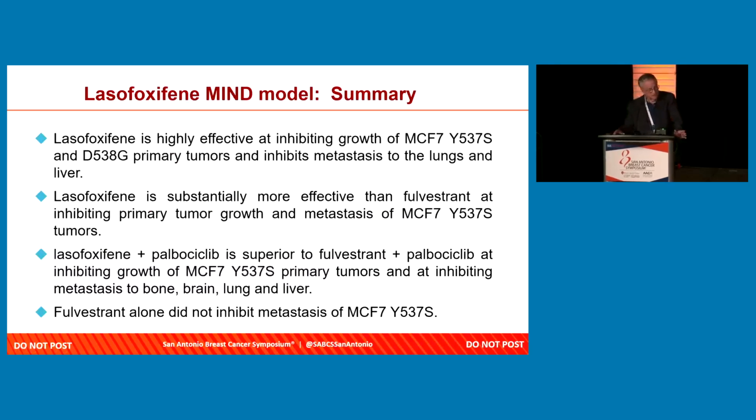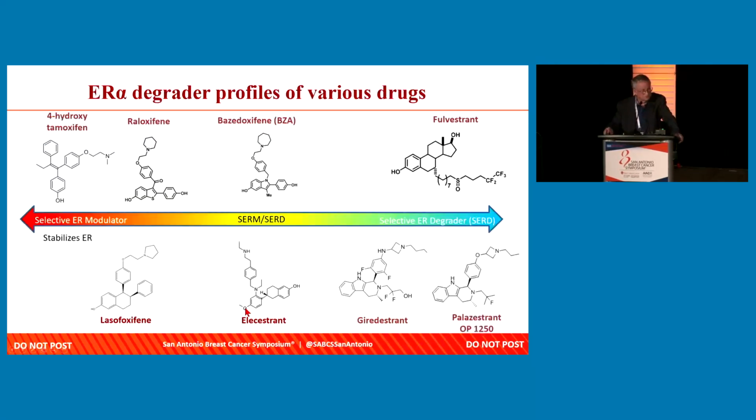So just to summarize this, lasofoxifene is highly effective at inhibiting the growth of this mutant cell line that represents ER-positive metastatic breast cancer. It's substantially more effective than fulvestrant, and the combination is superior to fulvestrant. And fulvestrant did not inhibit metastasis of the Y537S mutant cells.